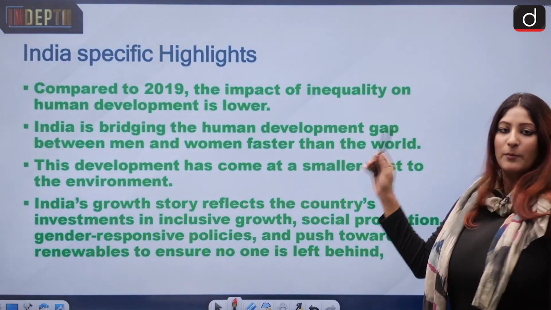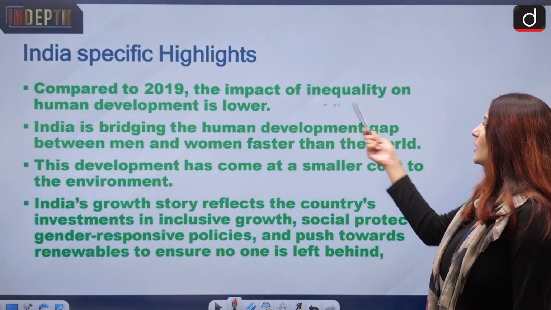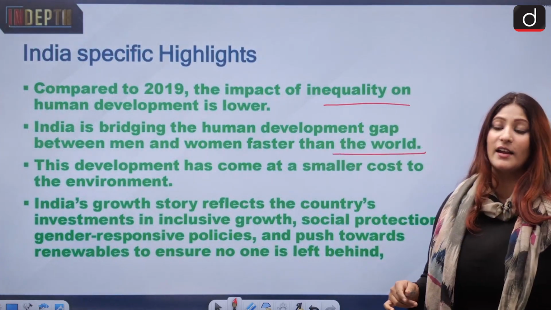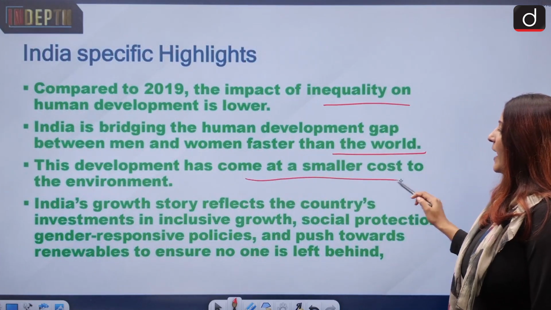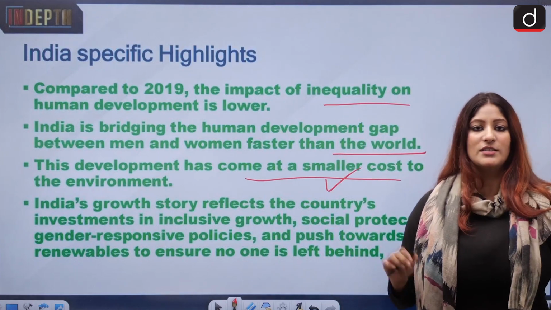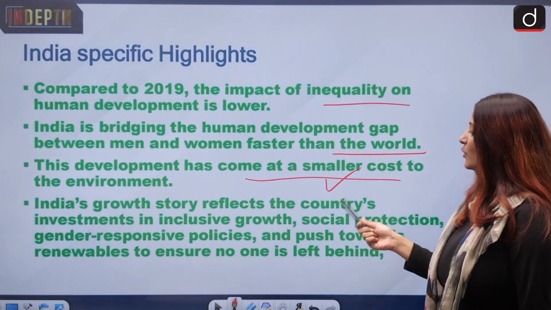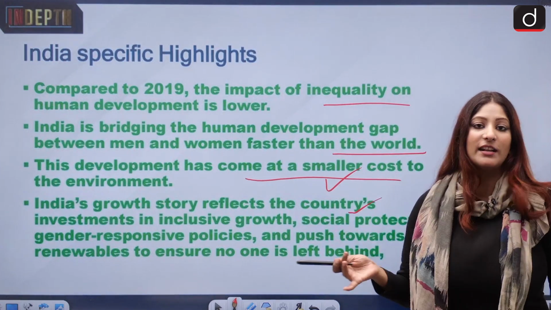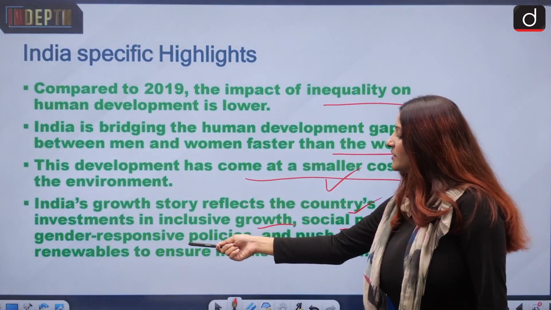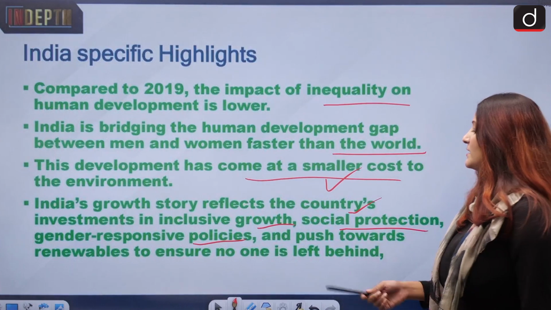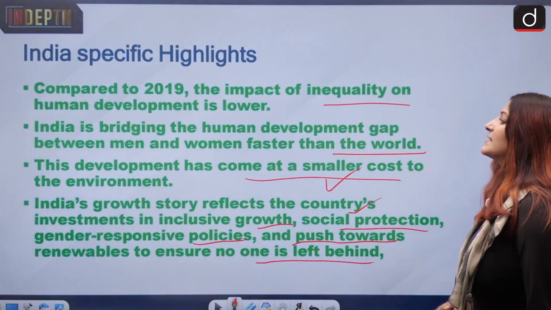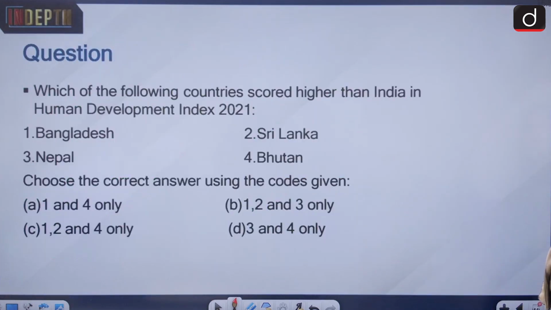What are the positive ones? The report has said that compared to 2019, the impact of inequality on human development is lower. India is bridging the human development gap between men and women faster than any other country in the world. This development has come at a smaller cost. The environment has been having a cost, but actually it has come at a smaller cost to the environment. Environment has not been harmed that much. India's growth story actually reflects the country's investment in which areas? Inclusive growth, growth which is including all the sections of society. Social protection is growing. Gender responsive policies are there. It is not like only men specific or female specific policies are being developed. A push towards renewables is also occurring so that no one is left behind. This is what the report is saying. You can cite these examples, these statements, in the positives of your next mains examination.